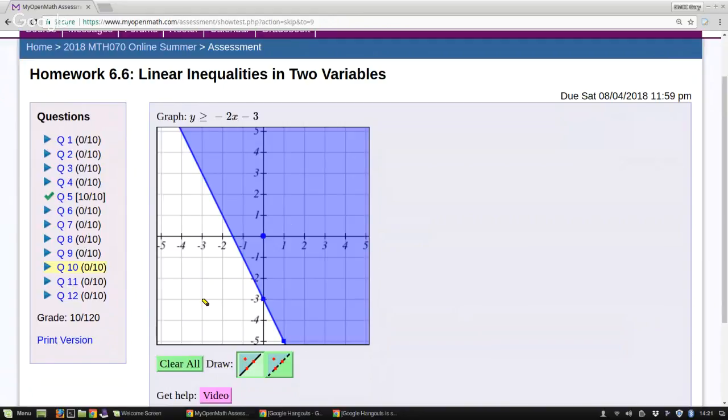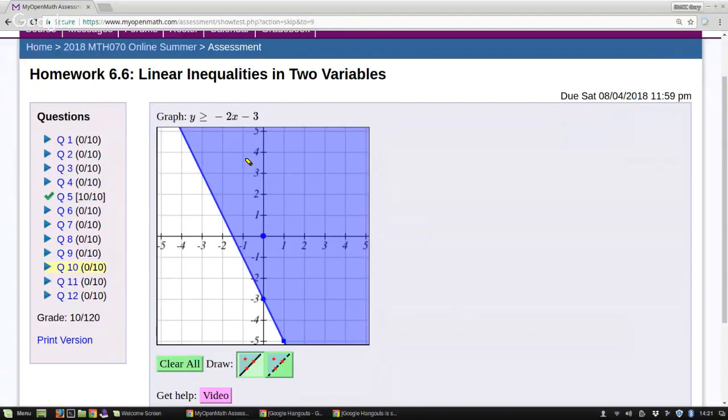If I plug in negative 3, negative times a negative is a positive. 6 minus 3 would be 3. Y is negative 3. Is it true that negative 3 is greater than or equal to 3? That's false. It's in the non-shaded area. Every point in the non-shaded area should lead to a false situation when I plug the x and y in.